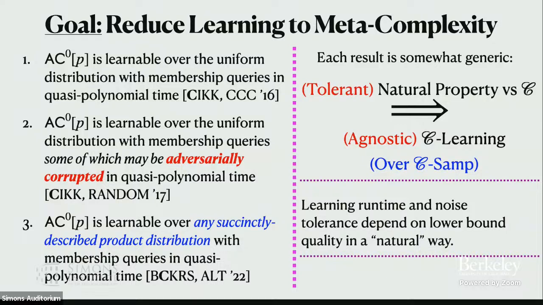What's nice about this is that the runtime and the noise tolerance, they depend on the quality of the lower bound in a very natural way, right? So if you can show that a certain function requires huge circuits, you get a very fast learning algorithm, which is great. And it's only somewhat generic because this pattern holds for any complexity class that contains AC0 mod P. And that's unfortunate. More about that on the open problems slide. So this is room for improvement.